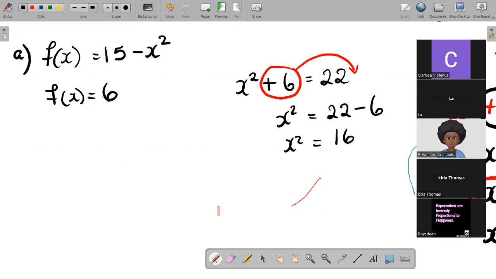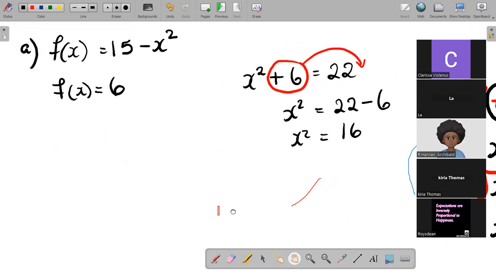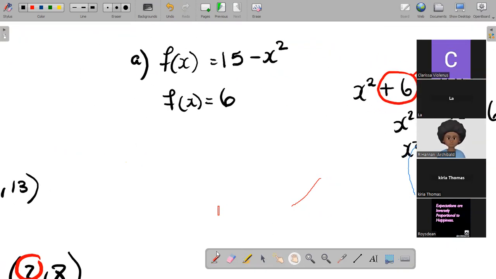Anybody stuck? I'm going to do this 2 ways because you could do it 2 ways to get the same answer. So let's try the first way. Since f of x is equal to that, f of x equal to 6, you're going to say 15 minus x squared is equal to positive 6.